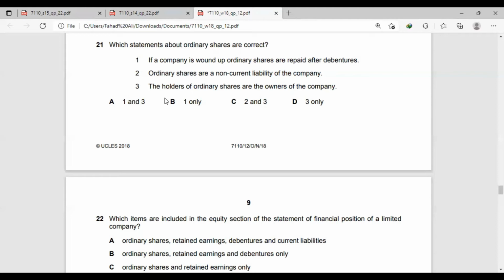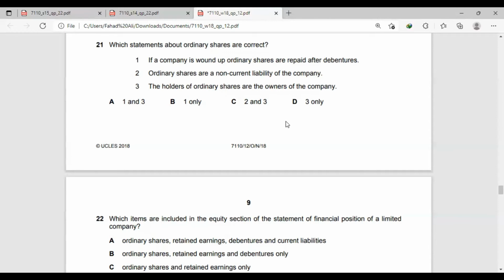Ordinary shares are a non-current liability of the company. No, they are the owners. They cannot be the non-current liability of the company. The holders of ordinary shares are the owners of the company. Do you agree with this? No, right? I told you now that ordinary shares are the owners of the company, the holders of our ordinary shares.